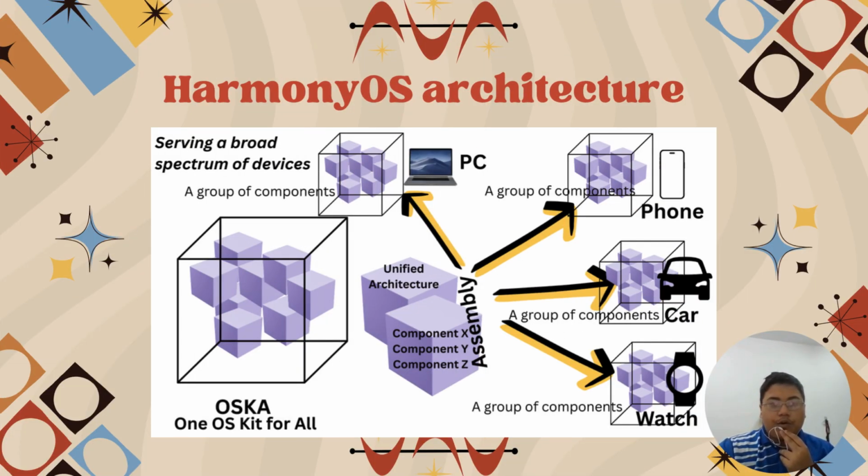This diagram explains OSKA, which stands for One OS Kit for All. Instead of separate operating systems, OSKA uses modular components that are assembled based on the device type. For example, a PC gets a full feature system, a phone gets a mobile optimized version, and devices like a car or watch get a lightweight version. This approach keeps the system efficient while ensuring a consistent experience across the super device ecosystem.